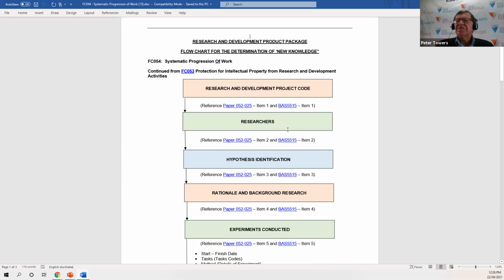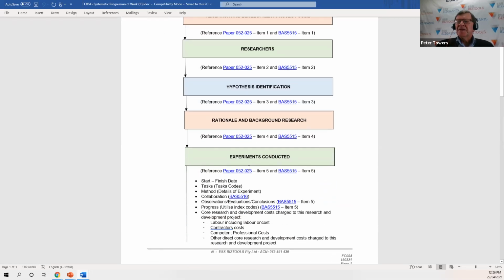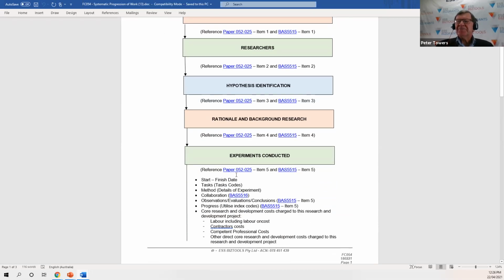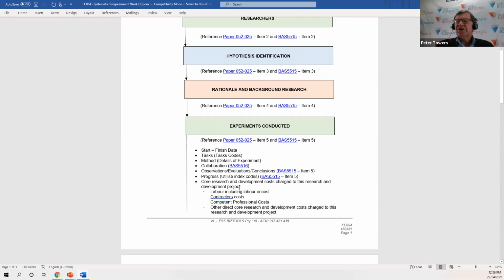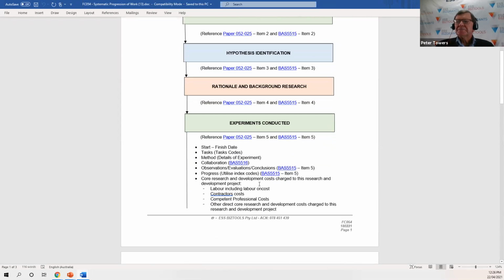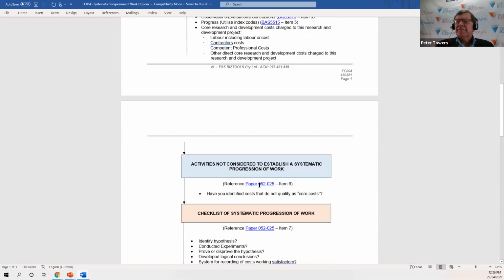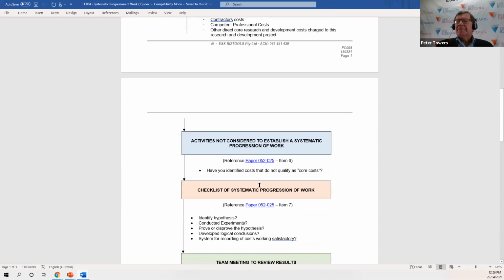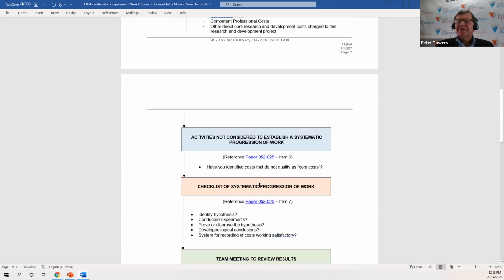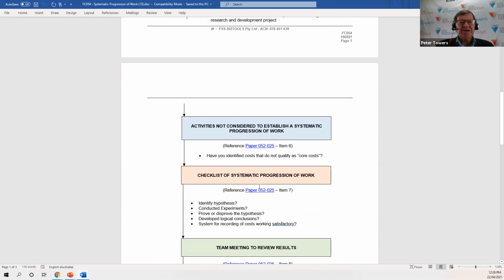So is the material finalized for the researchers? Are the hypotheses identified? Are details going to be kept of the experiments? Has that all been sorted out? Who's going to keep the details? Where are they being recorded? And if it is not an activity to create a systematic progression of work, well, it's probably not claimable.